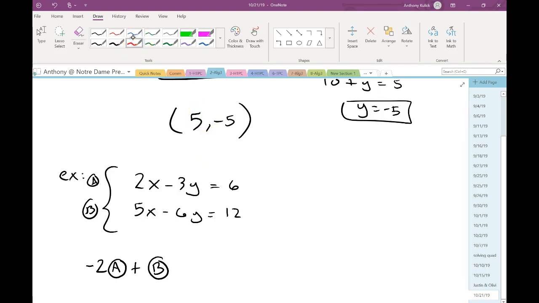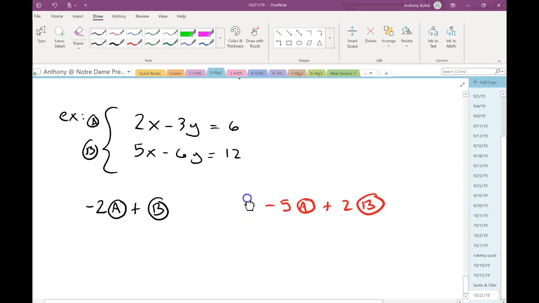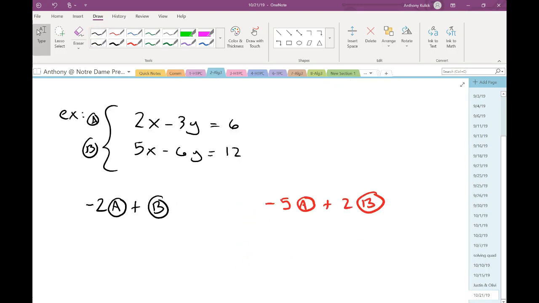Just for the sake of argument, what if we picked to eliminate the x's? How would I do that? Well, I could do negative 5 times equation A plus 2 times equation B. If I do that, I'd have negative 10x plus 10x, which would give me 0. Either way of doing this would be fine. Everybody's okay so far, so good?